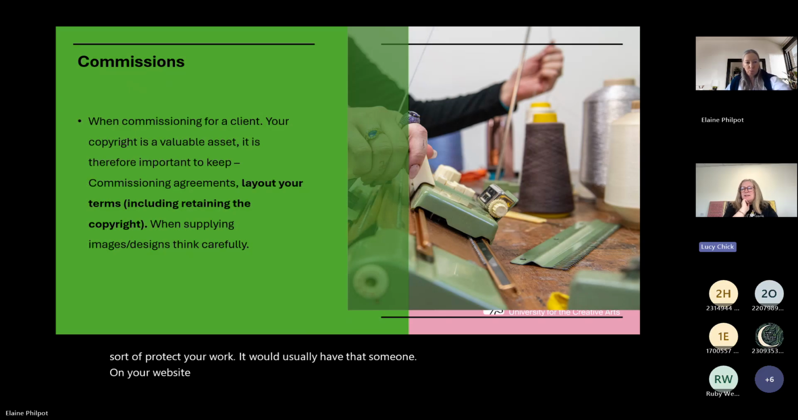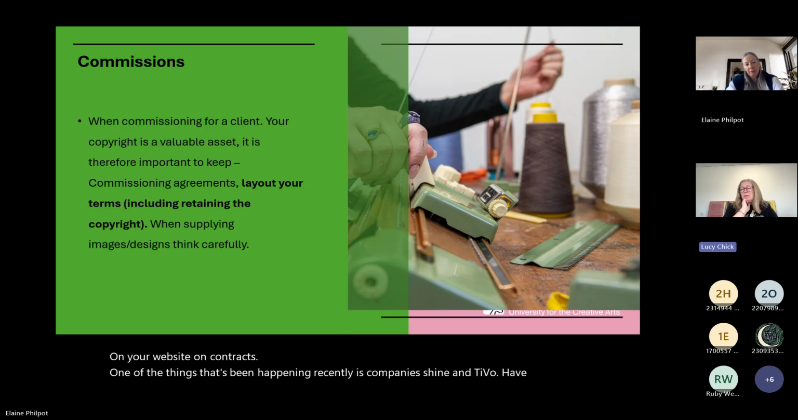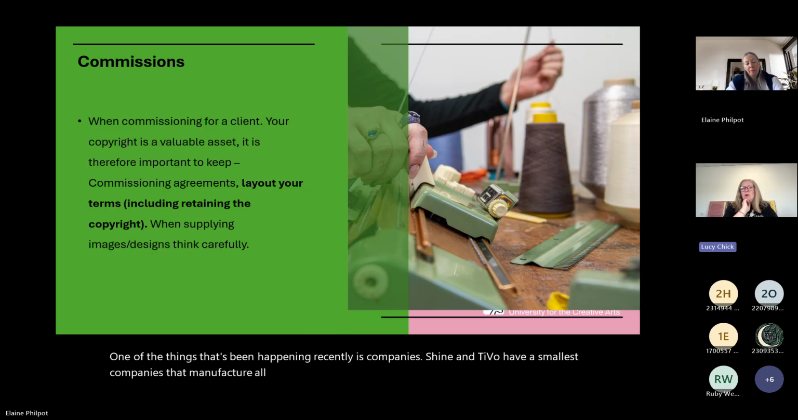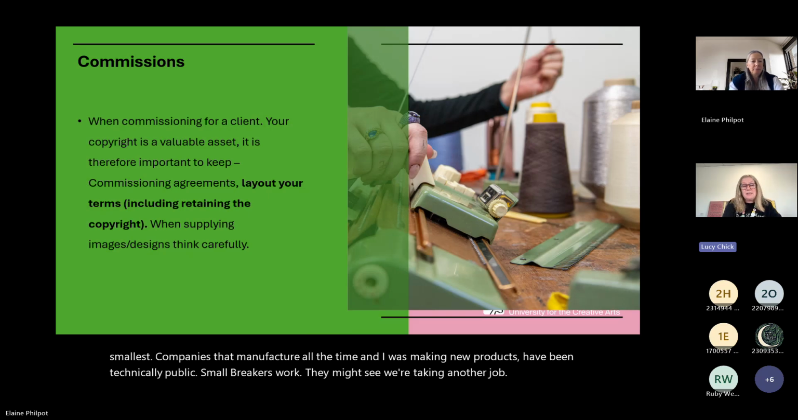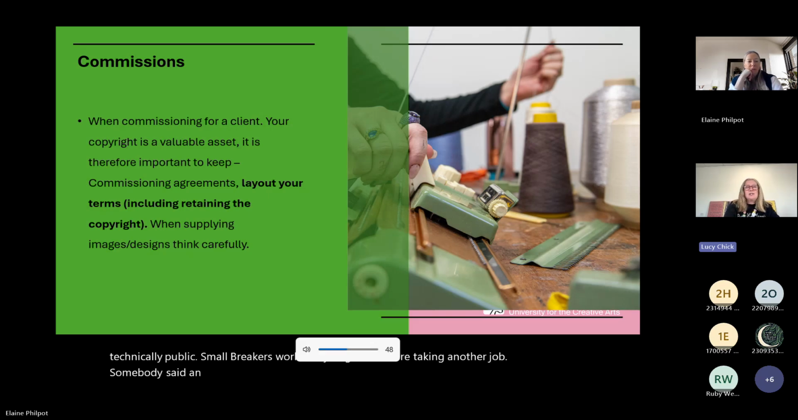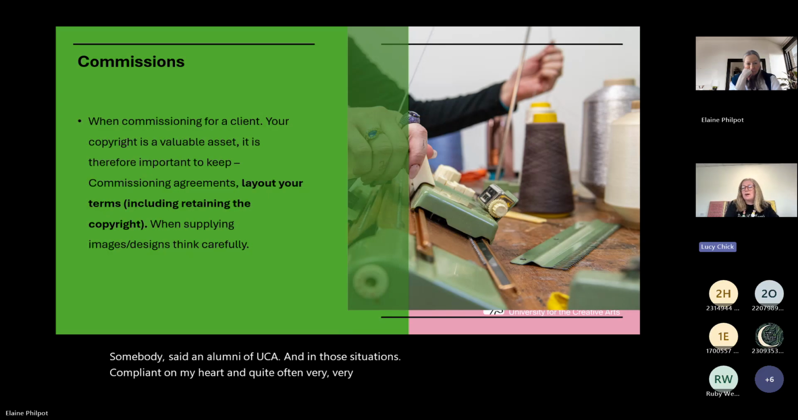One of the things that's been happening recently is companies like Shein and Temu, enormous companies that manufacture all the time and are always making new products, have been directly copying small makers' work. I'm thinking about the jumpers, for example, that were in The Traitors that are made by someone who's an alumni of UCA. In those situations, copyright can't stop someone copying your work, and quite often very large companies will copy very small companies' work because they're thinking they won't take me to court, they won't do anything about it. But there are organisations that can support you in that way.